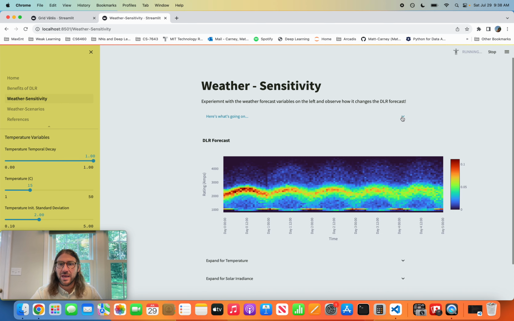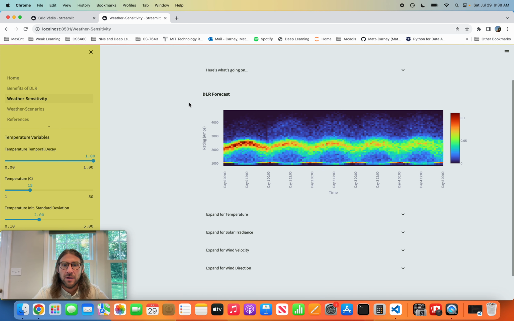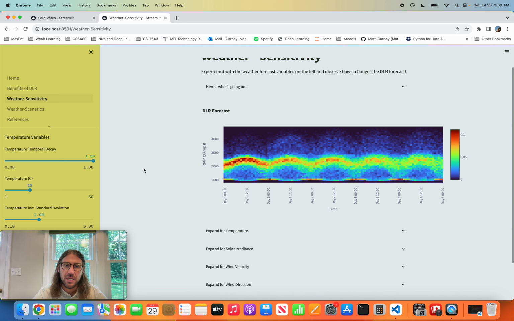And you can see we have some description of what's going on. And so essentially, I'll just do a quick overview. Here we have the DLR forecast, and then each of the 4 environmental conditions also have a similar visual, and there's a bunch of knobs on the left. And this is a 2D histogram. We have time on the x-axis. It's 5 days at an hourly granularity.